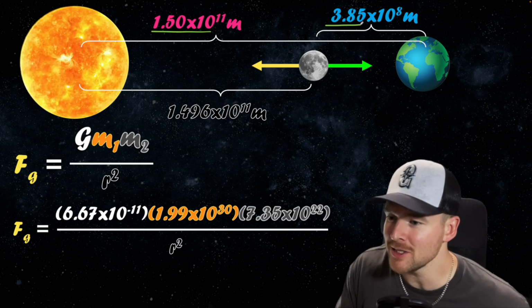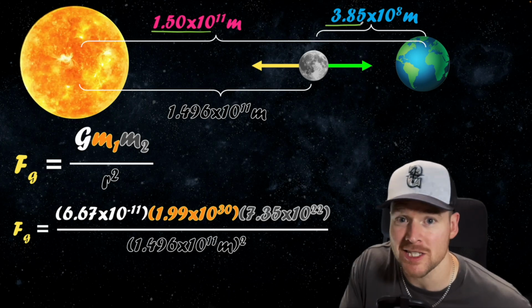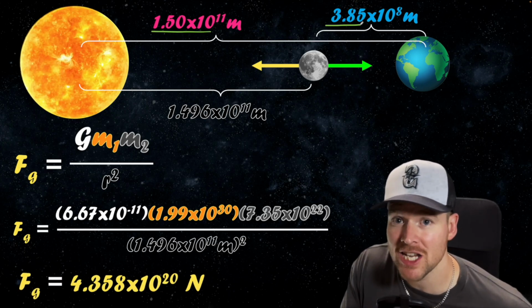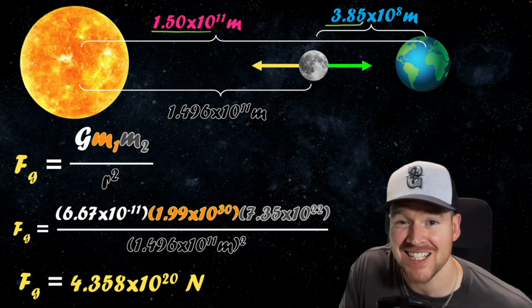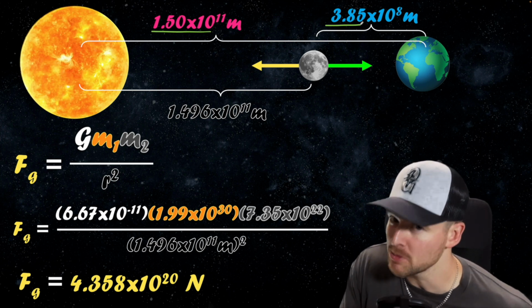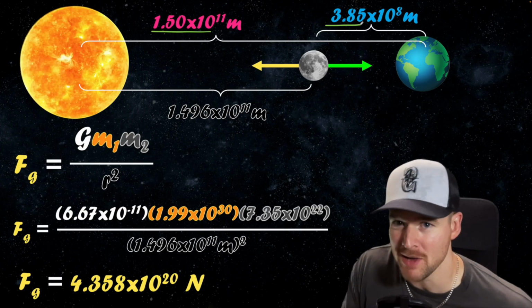But it is a difference, so let's throw it in there for r and make sure we square that value. We get a gravitational force from the sun. The sun is pulling with 4.358 times 10 to the 20 newtons. A pretty big amount of force, but these are some pretty big masses.